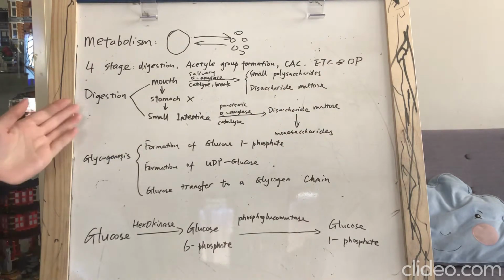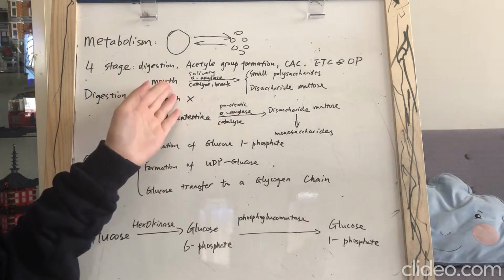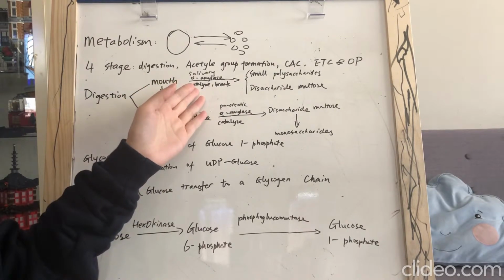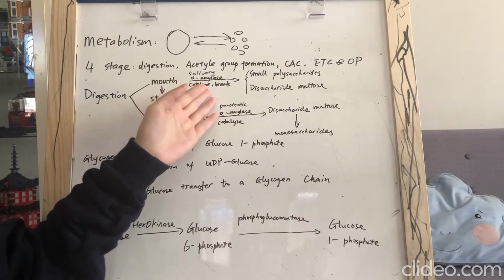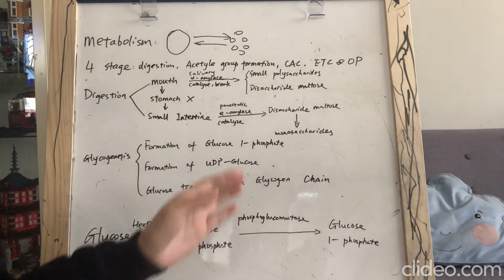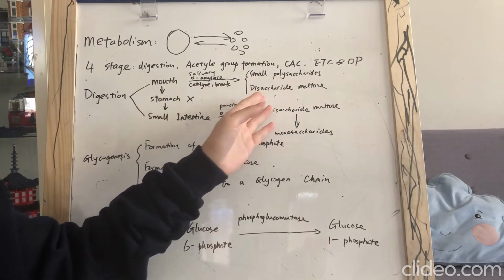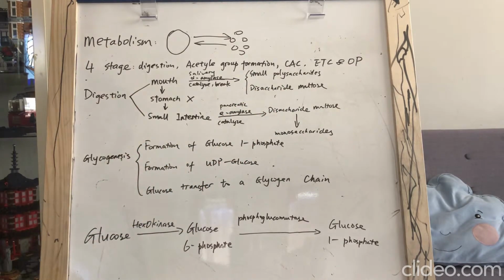And now I'm going to explain more about digestion. Digestion is the first stage in the biochemical energy production. Digestion of carbohydrates starts in the mouth. An enzyme called salivary alpha amylase will catalyze the hydrolysis of alpha glucosidic bonds within starch to produce small polysaccharides and the disaccharide maltose.